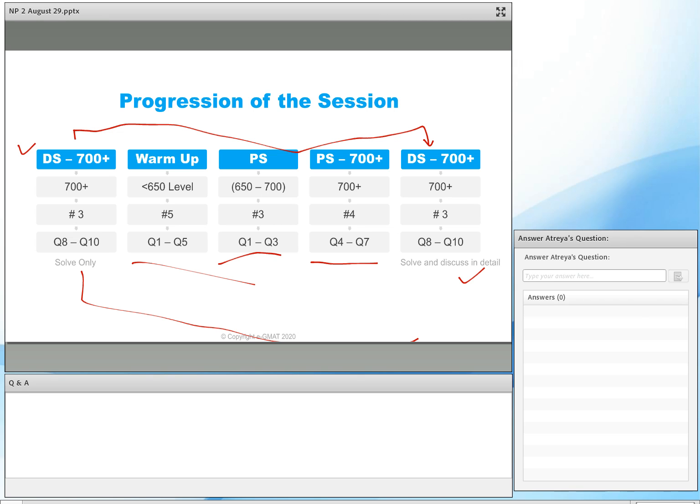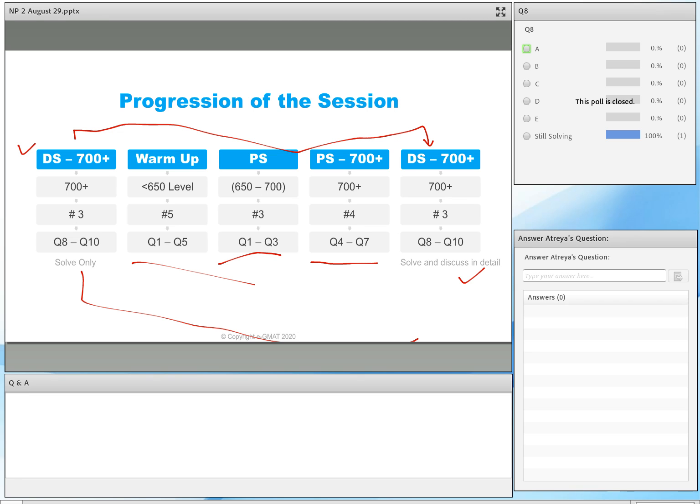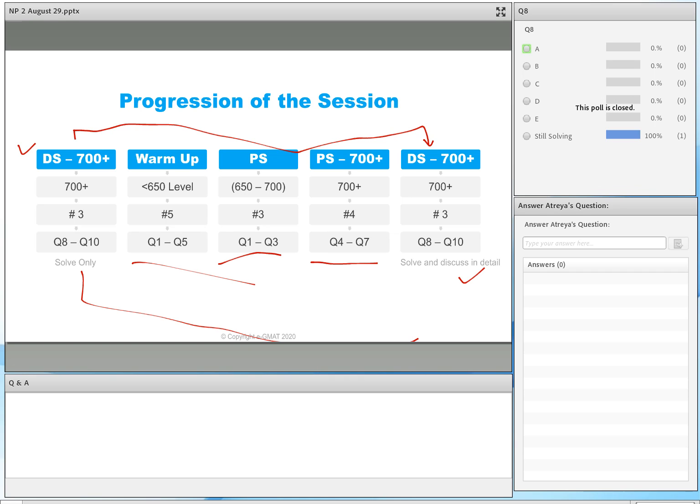So before I move into the first question, question number 8, which belongs to the 700 plus category of data sufficiency, can you please mark a still solving? The poll is now open. All right, please mark a still solving. I have 77 students in the session. Let's get this number to at least a 40. And guys, again, let's make this session very interactive in nature, right? I don't want the session to turn into a monologue kind of thing, right? So please mark still solving.